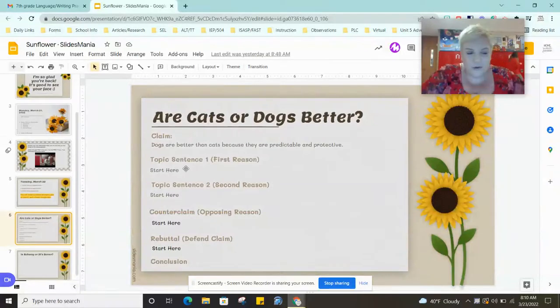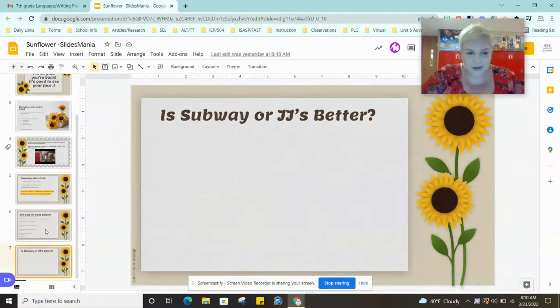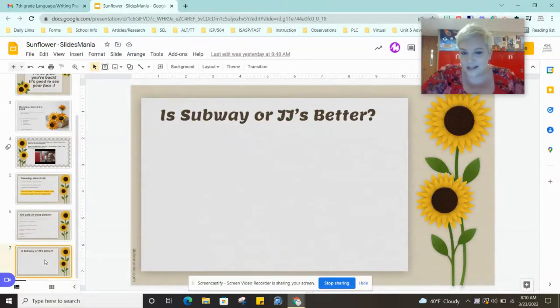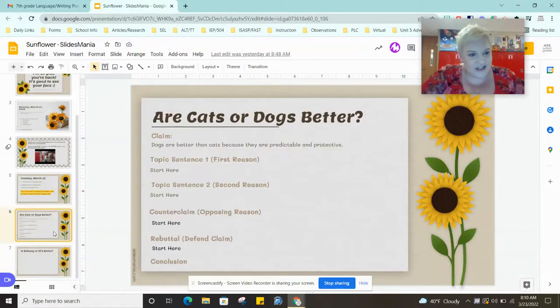So what we are going to focus on is a couple ideas. I put a couple ideas here. Are cats or dogs better? Is Subway or Jimmy John's better? You can even think of, is Chick-fil-A or Raising Cane's better? I'm kind of doing a this or that, but I do know that we have to have an introduction, a body one, a body two, a counterclaim, and then a conclusion. So 5 parts or 5 paragraphs to our essay.